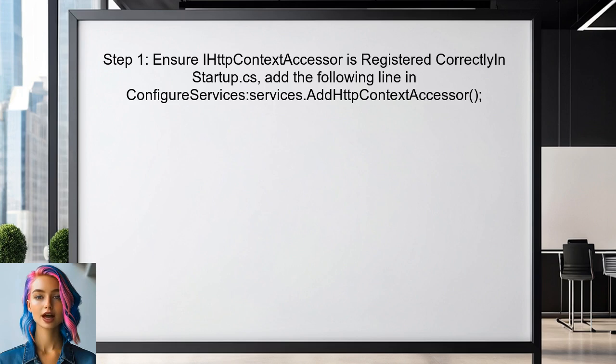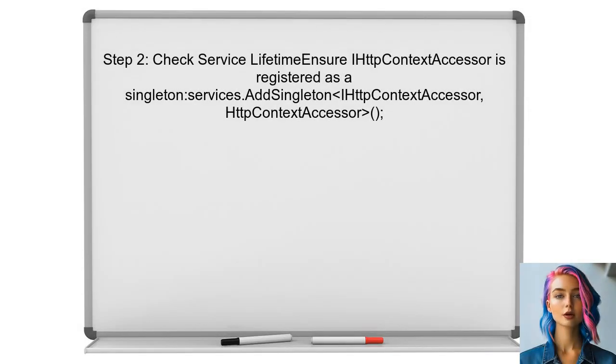To address the issue of the HTTP context being null, the user should first ensure that the IHttpContextAccessor is registered correctly in the startup class. This is crucial for accessing the HTTP context. Next, the user should check the lifetime of the services. The IHttpContextAccessor should be registered as a singleton, but it is important to ensure that it is being used in the right context.